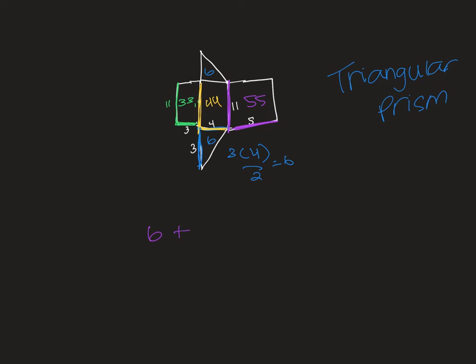So now I'm going to add all this up. 6 plus 6 plus 33 plus 44 plus 55. And we get a surface area of 144 for our answer.